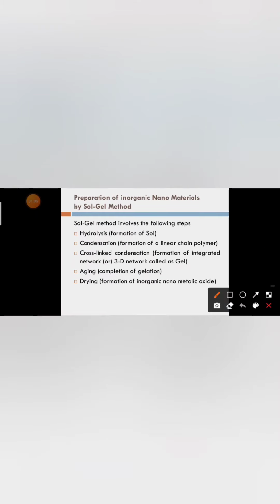The sol gel method involves the following steps. First one is hydrolysis, which is the formation of solution. Second one is condensation, which is the formation of a linear chain polymer. Third one is cross-linked condensation, which is the formation of an integrated network, also known as a 3D network, also called gel. Fourth one is aging, which is the completion of gelation. And the fifth and final step is drying, which is the formation of inorganic nanometallic oxides.